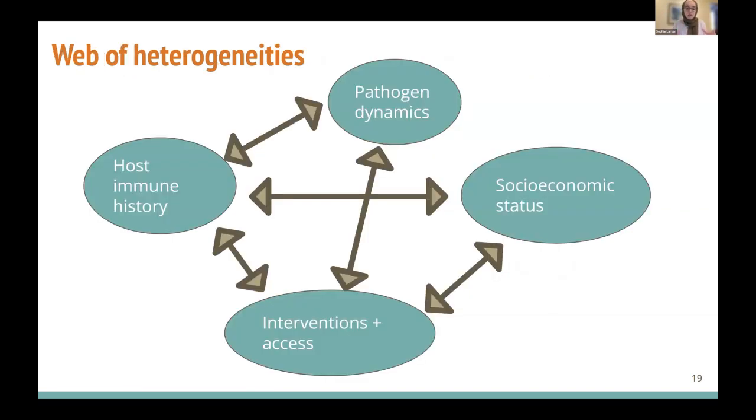So, I was starting my PhD and learning about all of these socioeconomic factors in real time as SARS-CoV-2 was developing. I came to think of this as a web of heterogeneity. So now not just looking at the host immune history or the pathogen dynamics, but now also adding in things like socioeconomic status and access to interventions. So the first project that I'm going to talk about today is going to focus more on these two social factors of SES and interventions.